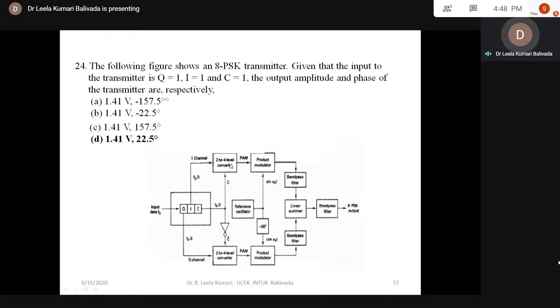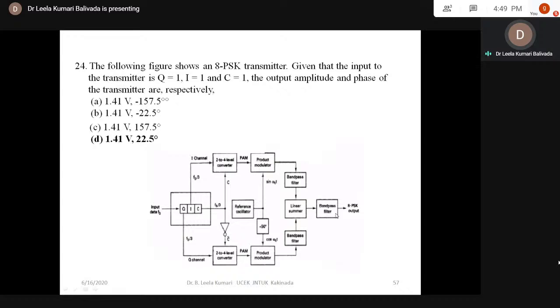Therefore, the output of this 2 to 4 level converter is plus 1.307, into sin omega Ct. So for the I channel product modulator, the output is plus 1.307 sin omega Ct. And for the Q channel, since Q equals 1 and C equals 1, here C bar gives 0.541. Therefore, plus 0.541 appears at the input of the product modulator as one input, and cos omega Ct is the other input.